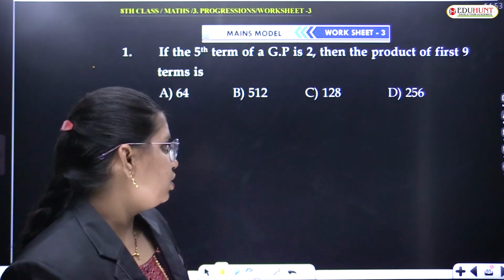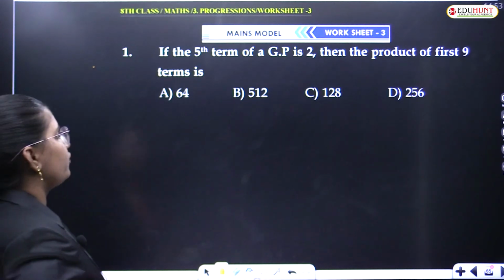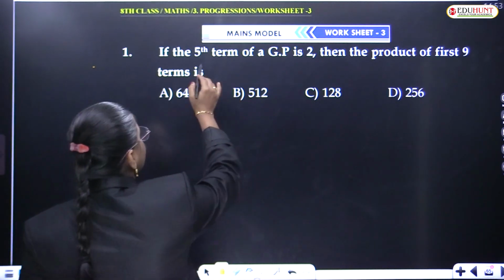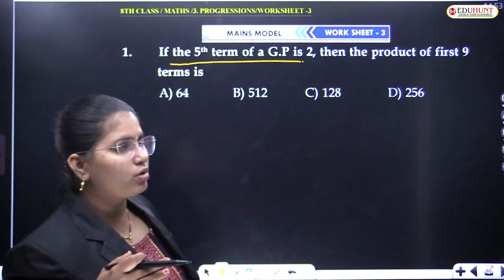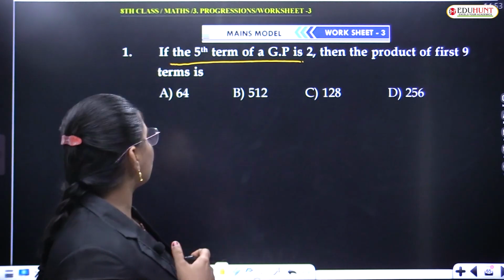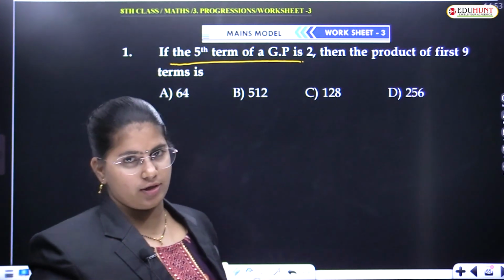Okay, chalo. What is the first question we have? If the fifth term of a GP is 2. So what is the question? If the fifth term of a geometric progression is 2, then the product of the first 9 terms is what?